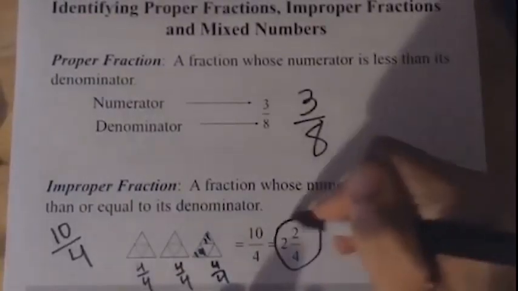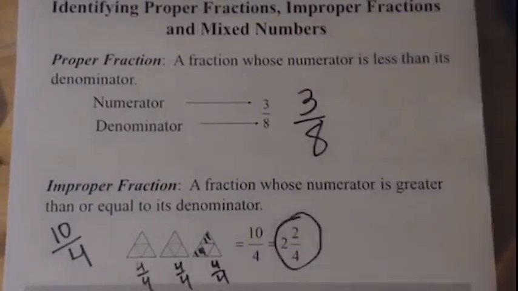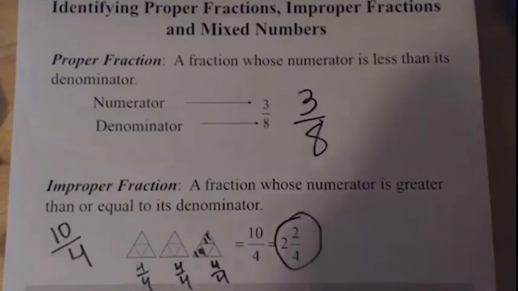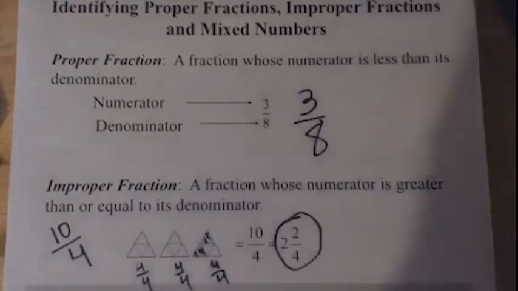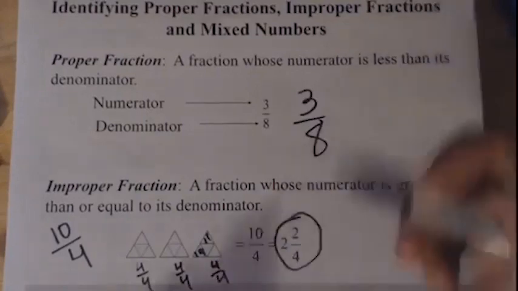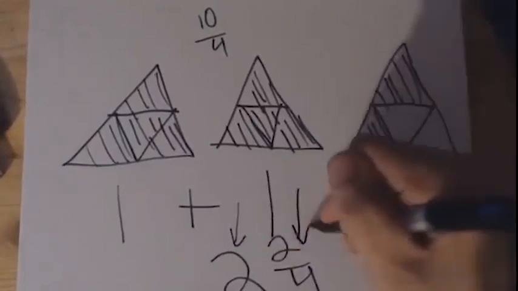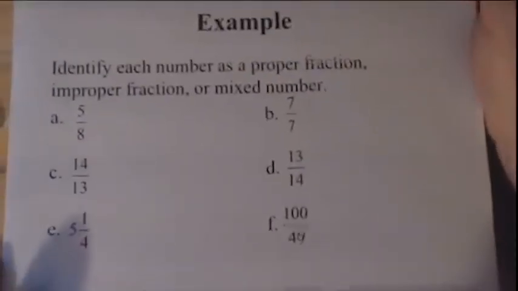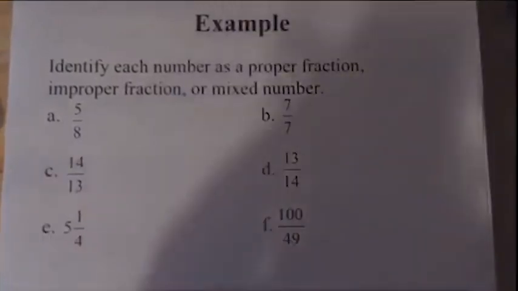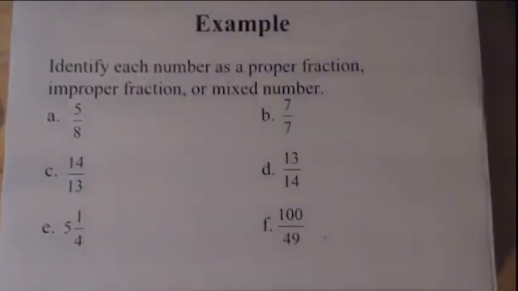And when we write it like 2 and 2/4, we have what is called a mixed number. So a mixed number has a whole number part and a fraction part. So in this example, we're going to identify each number given as a proper fraction, an improper fraction, or a mixed number.